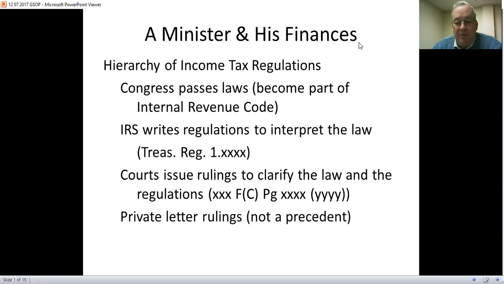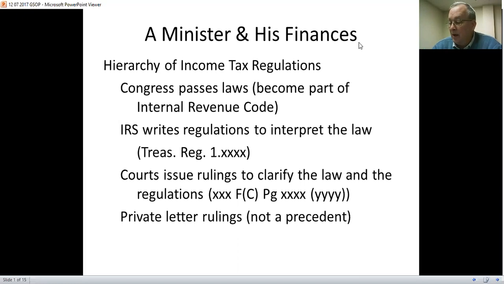And then we have some clarification that comes through various court rulings, which help us understand what the law and the various aspects of the law and the regulations relate to. And we would reference those by whatever court it was, whether it was a federal or a state court or the tax court itself, the page on which they reference that, and then the year in which that came out.